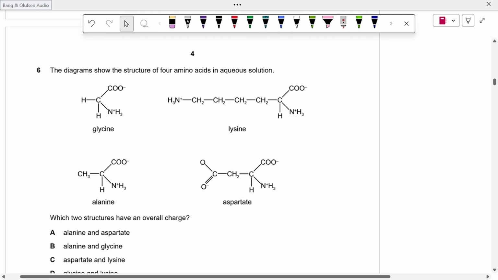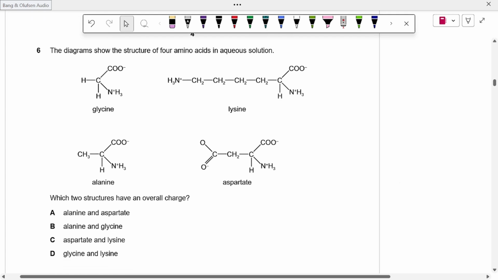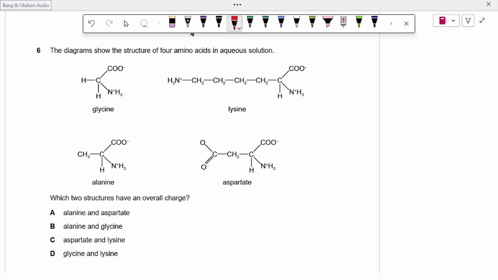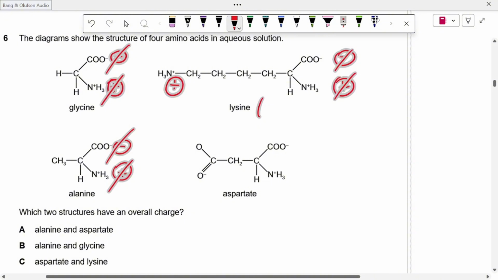Question 6 is very interesting. The diagram shows the structure of four amino acids in aqueous solution. Which two structures have an overall charge? Structure 1 is your glycine, one negative, one positive. It is going to cancel itself out. There is no charge on glycine. Alanine, one negative, one positive, again cancel out. Lysine, one negative and one positive, going to cancel itself out, and then there is one more positive here. So overall there is a positive charge on your lysine molecule, hence we can say your lysine is positively charged.